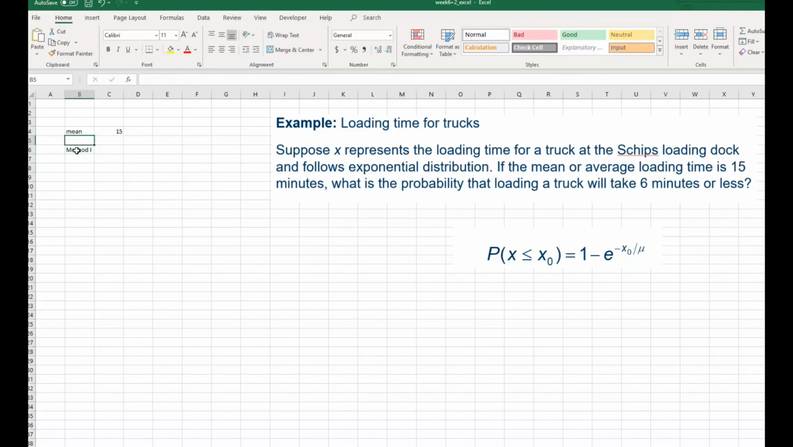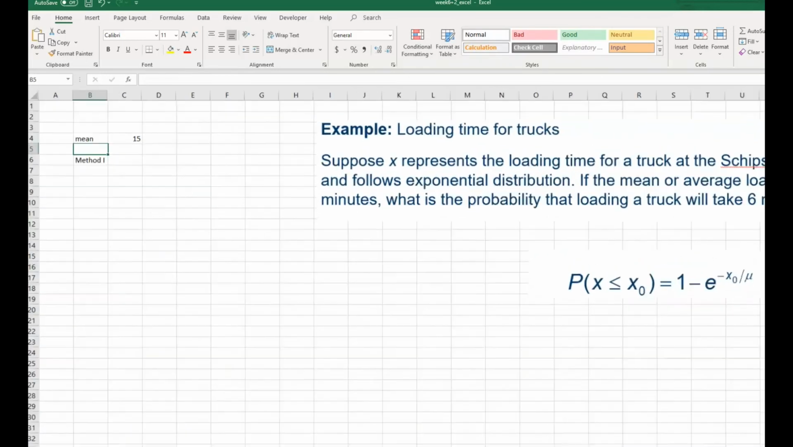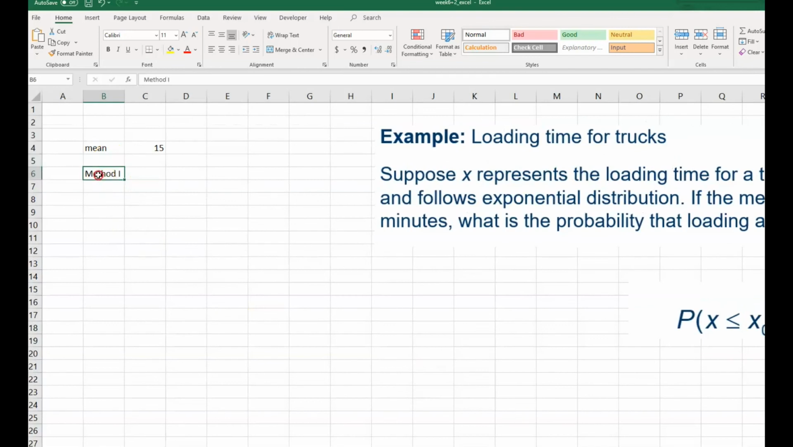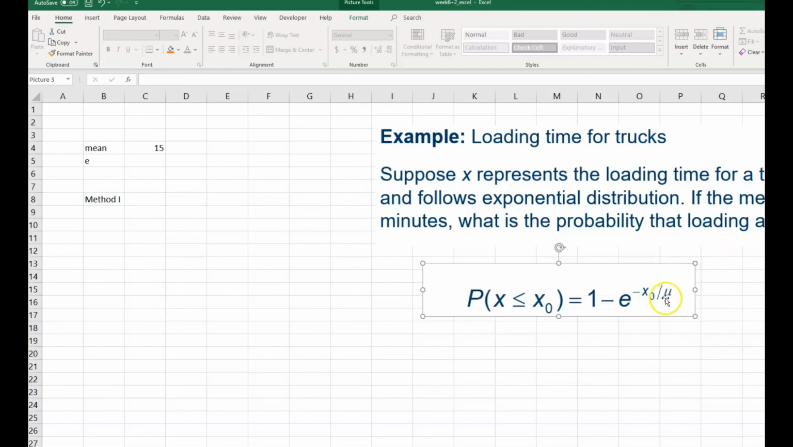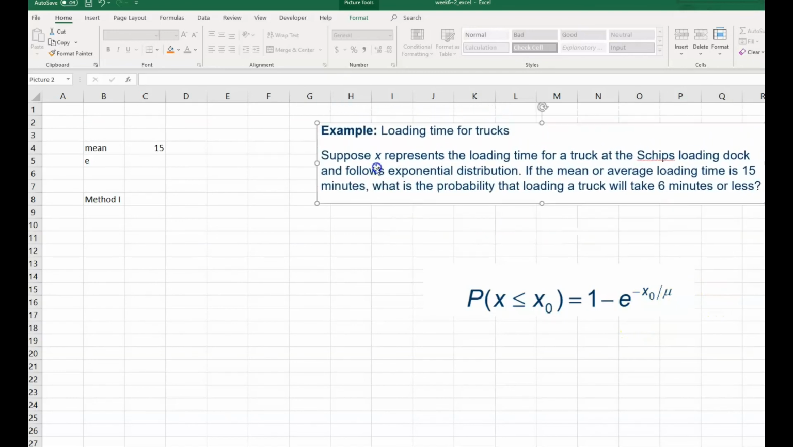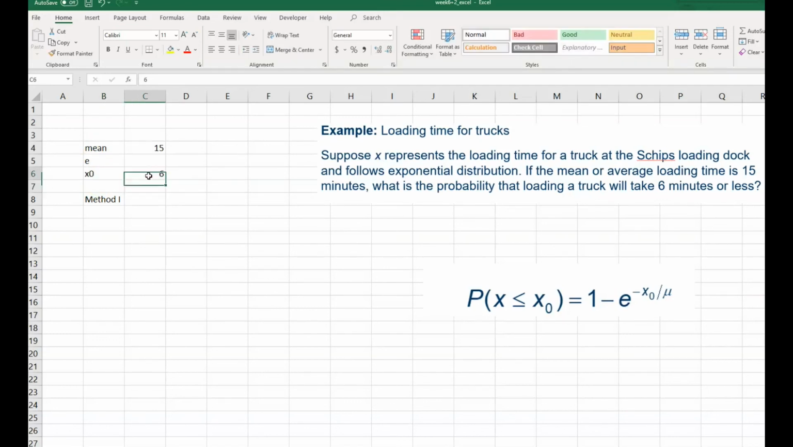I'm going to make it bigger, and I'm going to put it here. So E. What is E? You see we have mu as our mean, and X is 6. So this is X, X is 6. So E is exponential 1. So this is our E value.